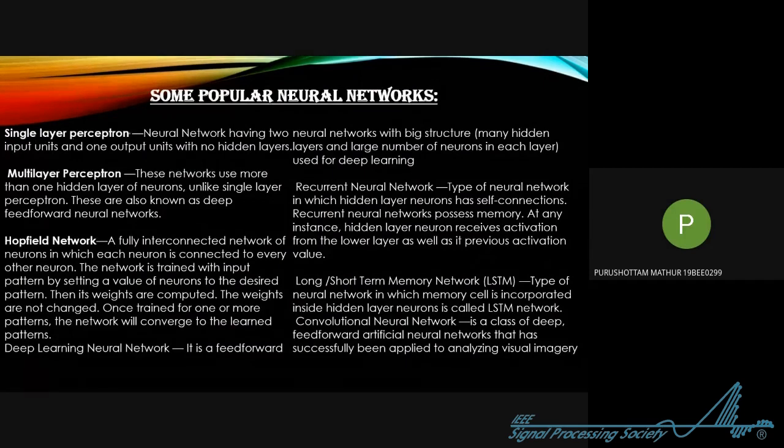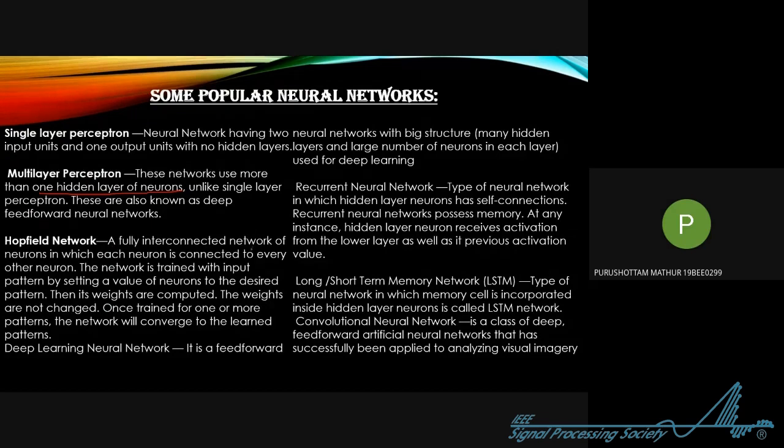Single layer perceptron. As I explained, a neural network having two inputs and one output, no hidden layer is there. In this one, unlike the single layer, it has one hidden layer of neurons. It can have more than one. So in this, yeah, this is the Hopfield network. This is one of the important things.